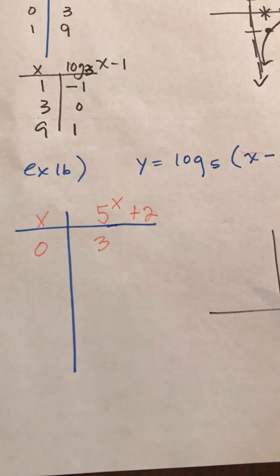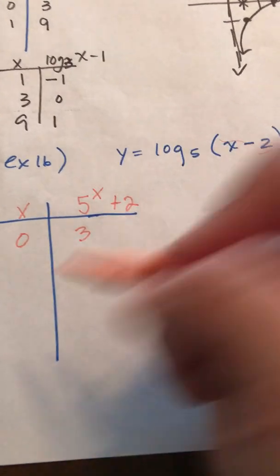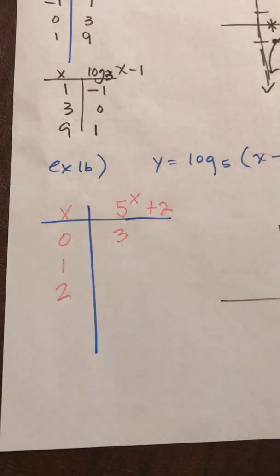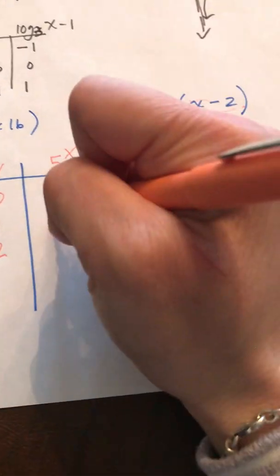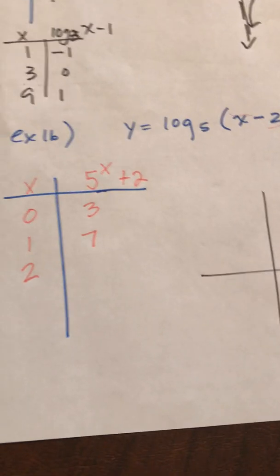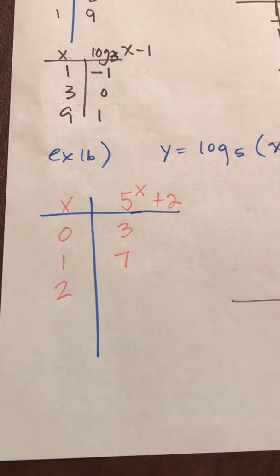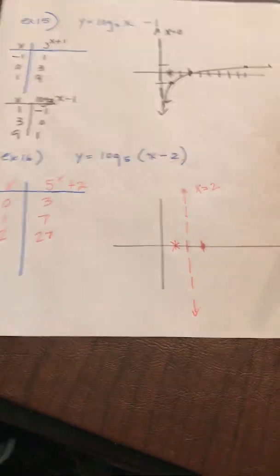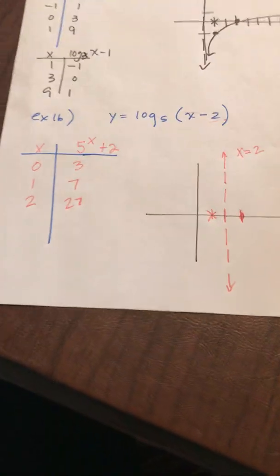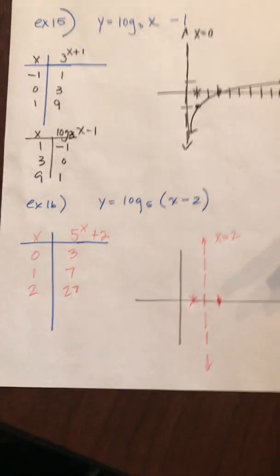I'm going to go right in order. So I'm going to go 1 and then 2. So if I have 1, 5 to the first power is 5. 5 plus 2 is 7. And you can see this was going to get pretty big pretty quickly. 5 to the second power is 25. 25 plus 2 is 27. So those are going to be a little hard for me to graph. So I'm only going to graph actually 2 of these points, but I can still find all 3 of them.